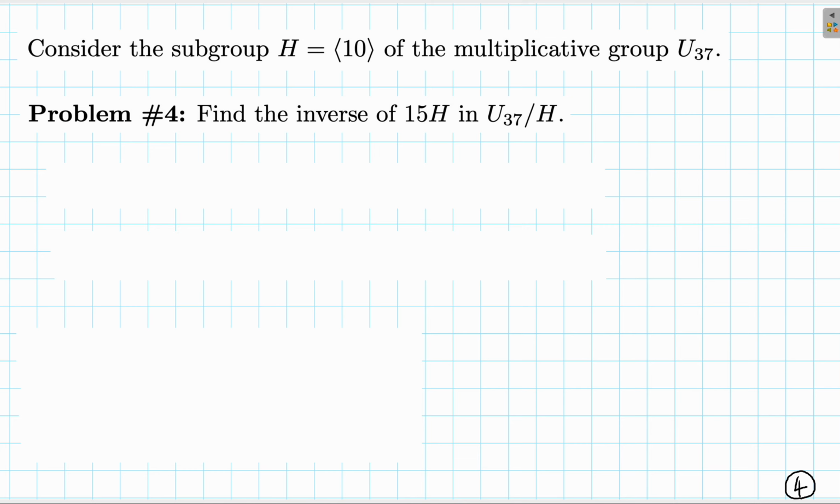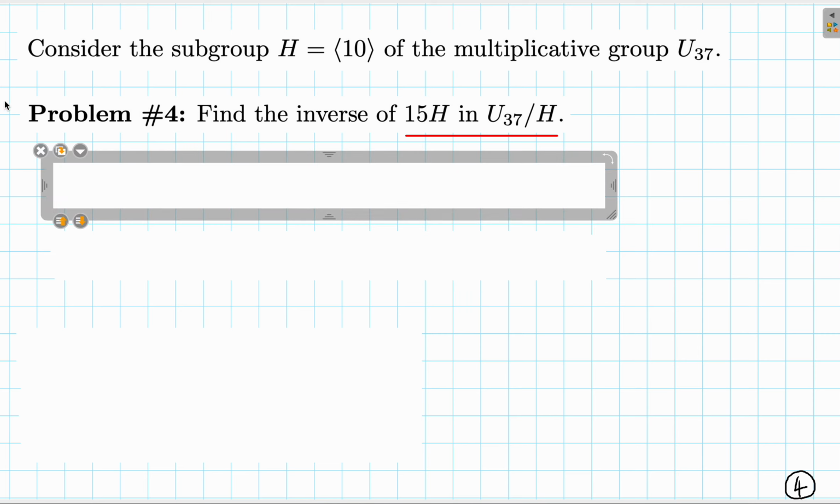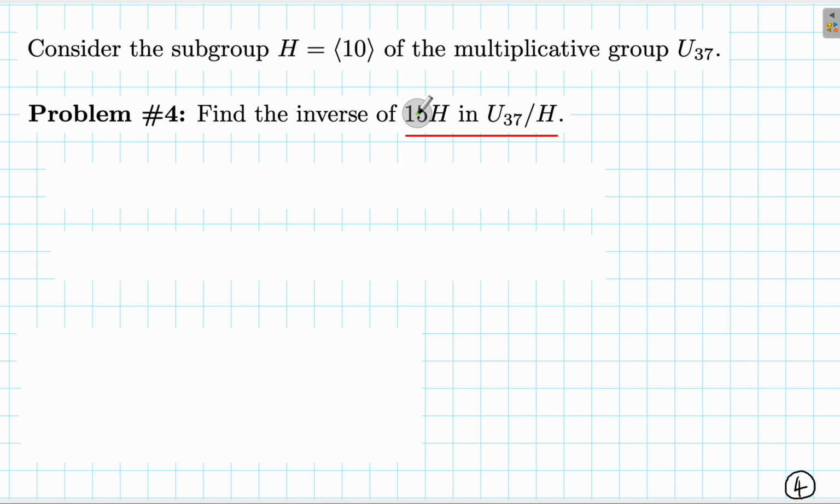Let's talk about problem 4, where we were asked to find the multiplicative inverse of 15H in U37 mod H. And recall here, H is a cyclic subgroup generated by 10, which contains the elements 1, 10, and 26. So, to find the inverse of 15H in U37 mod H, so we're looking at this coset, we first work in U37. In particular, we're working with the coset representative 15.